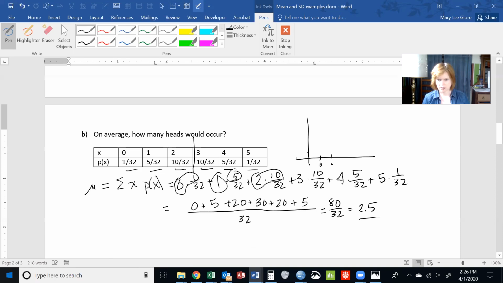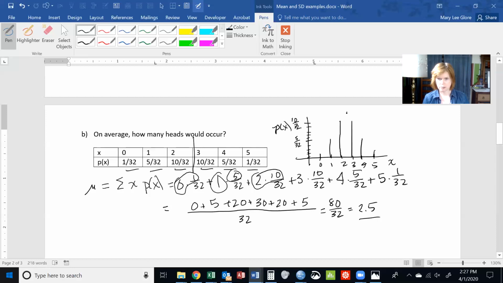All right, if we did a graph of this distribution, we have 0, 1, 2, 3, 4, 5. This is x, the number of heads. And then over here we have p of x, which is the probability. The biggest one is 10 over 32, so I'll make this one 10 over 32. All right, so 0 is 1 over 32. 1 has probability 5 over 32. 2 has probability 10 over 32. 3 has probability 10 over 32. 4 has probability 5 over 32, and this one has 1.